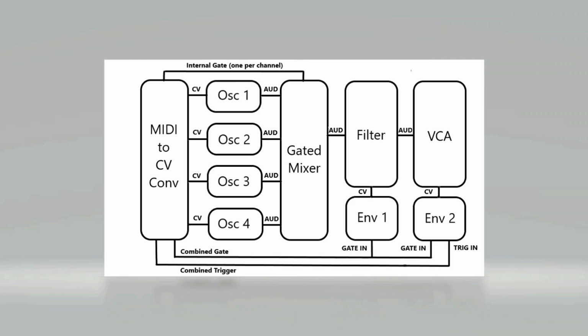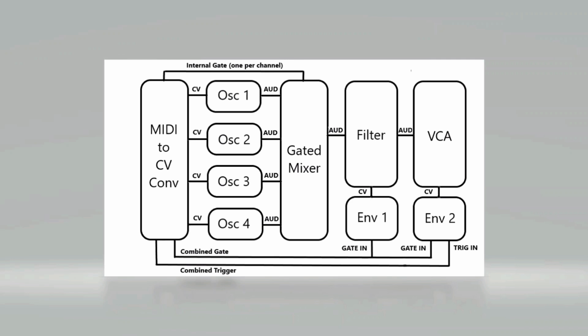The converter also generates an internal gate signal for each channel that gates the audio mixer to prevent oscillator output except during the time when the corresponding note is pressed. The combined mixed audio is fed to the filter and then to the VCA.